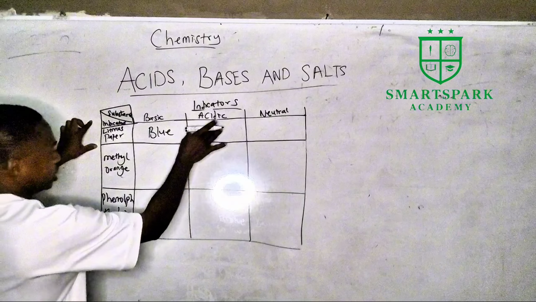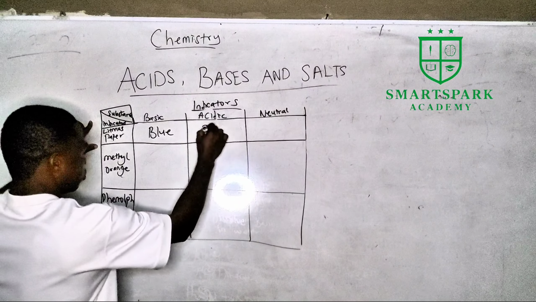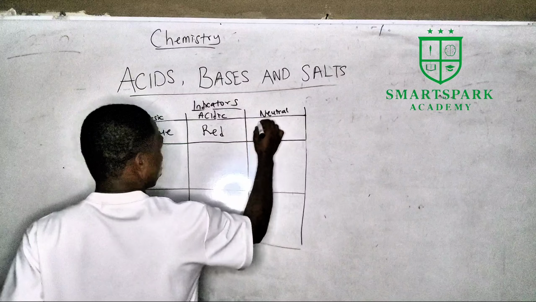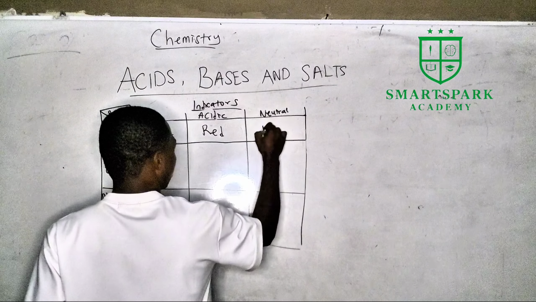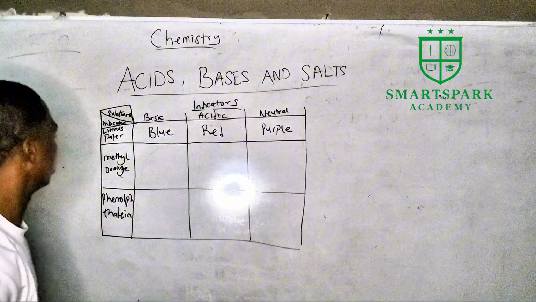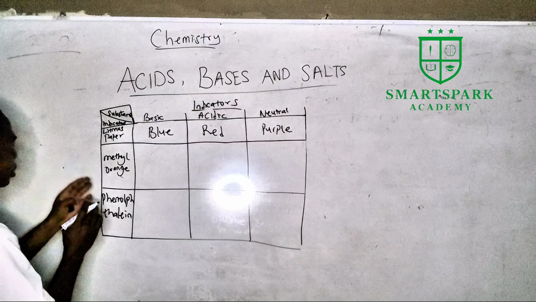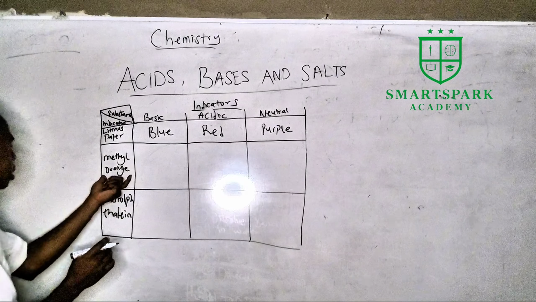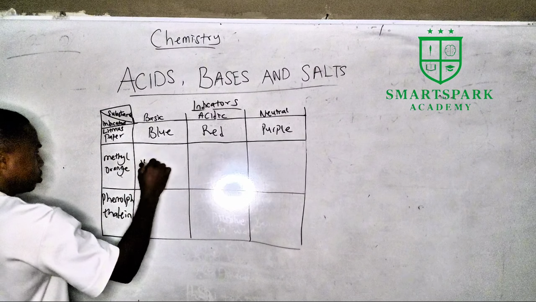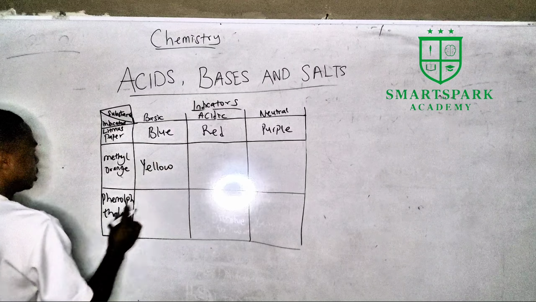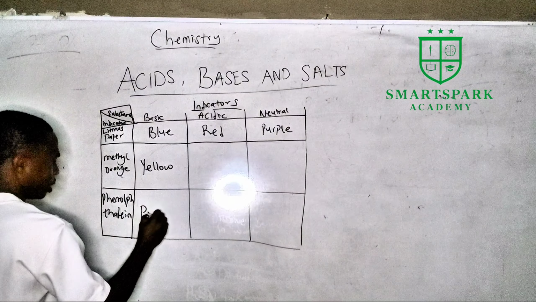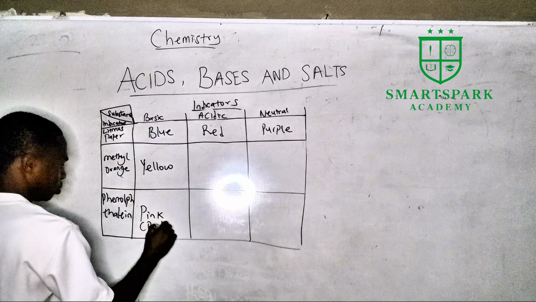In litmus paper in acidic solution, it will be what? Red will be the final color. Then the last one here, neutral, will be what? Purple. So listen. The way I arrange it is now for methyl orange. For methyl orange it will be what? Yellow. I will show you how I get it. For phenolphthalein it will be what? Pink or red. You can call it pink or red.